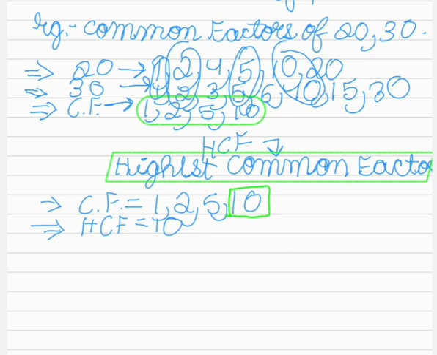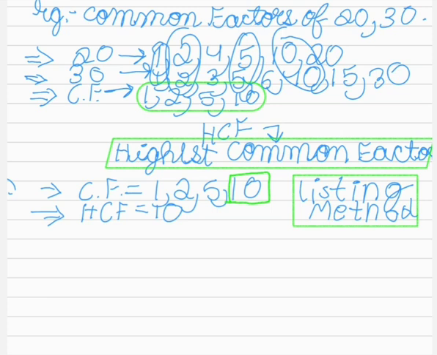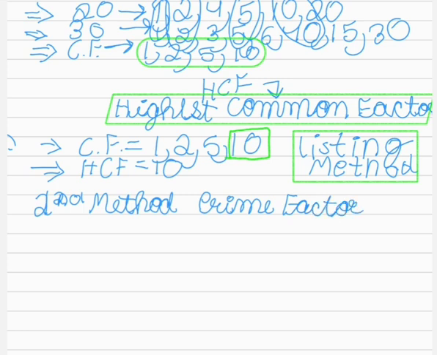The next method is a different method. Our first method is the listing method. This method is very simple and easy to do. The second method is the prime factorization method. The prime factorization method is also very easy.